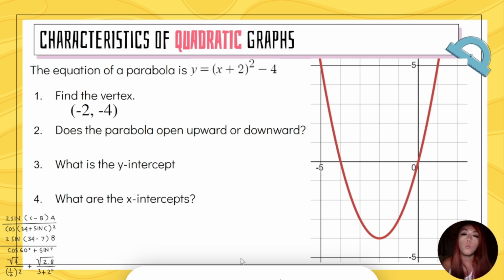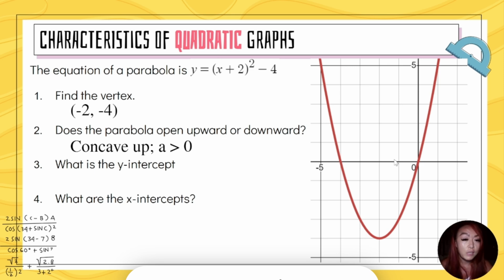Does the parabola open upwards or downwards? Well, we can see on the graph that it's concave up, it's open upwards. And if we didn't have the graph, we can just look at the equation, and because this a value is positive 1, right? The a value in this form would be the number outside of the parentheses, the coefficient here. And since there is no number here, we know that it's positive 1. So since a is positive, it's concave up.